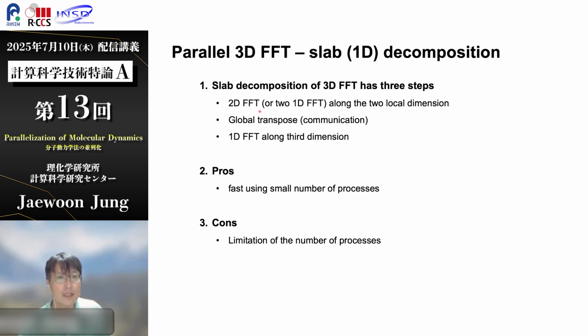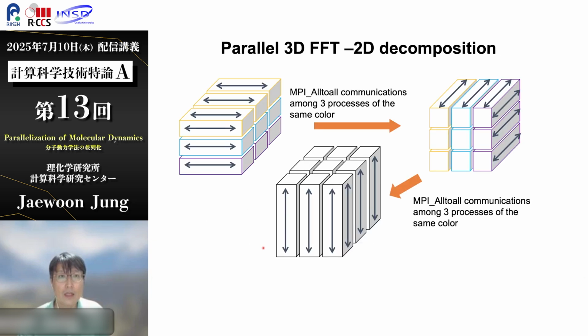So in this case, we need only one communication or one global transpose. So this one can be very fast if we use a small number of processes. But the number of processes available is limited. You cannot use a very large number of processes. And to overcome this parallelization problem of slab decomposition, in MD, many people also consider two-dimensional decomposition.